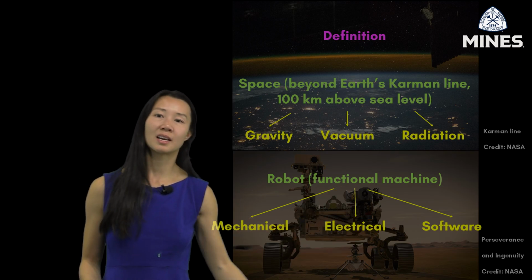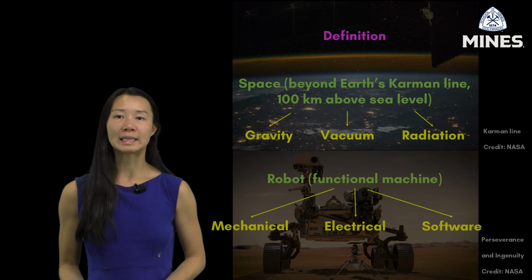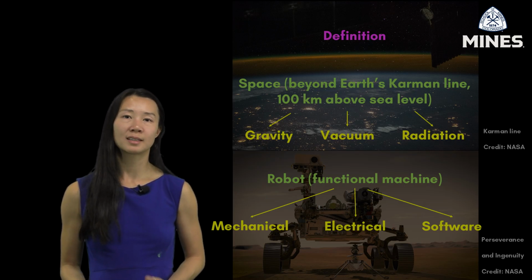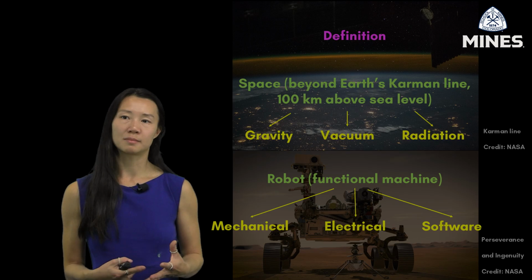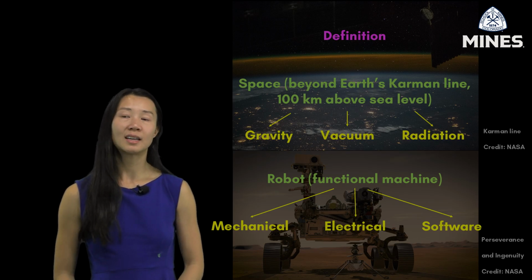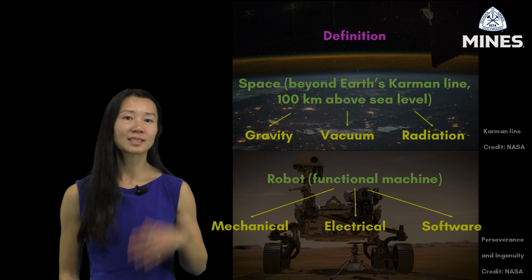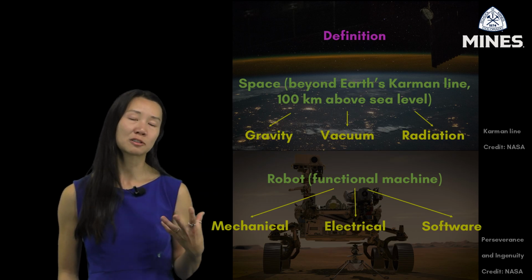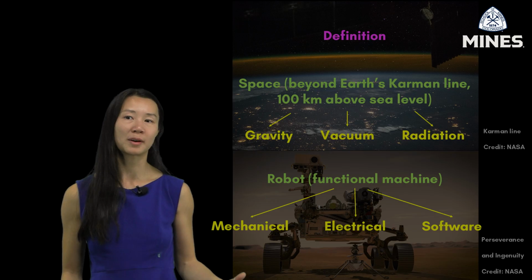Software components constitute control and intelligence of the space robot. It's the algorithms and decision-making logic that process data, control movements, and enable autonomy. It's like the brain and the different electrical signals that we send throughout our body.